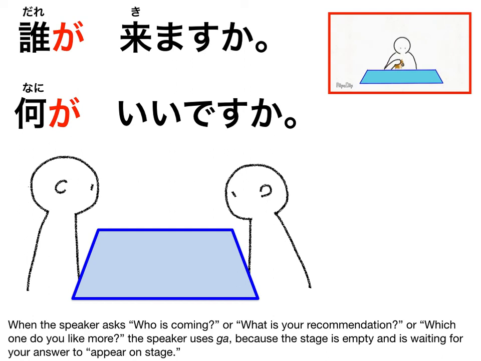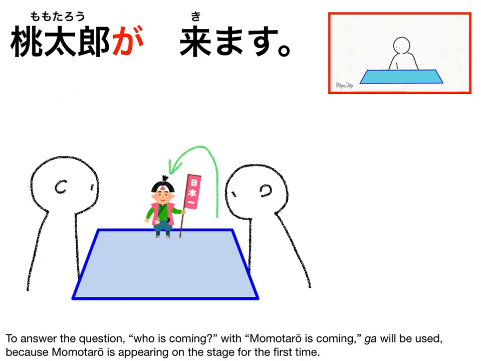When the speaker asks, who's coming? 誰が来ますか? What is your recommendation, or which one do you like more? 何がいいですか? The speaker uses ga because the stage is empty and is waiting for your answer to appear on the stage. To answer the question, who's coming, with Momotaro ga kimasu, Momotaro is coming, ga will be used because Momotaro is appearing on the stage for the first time.